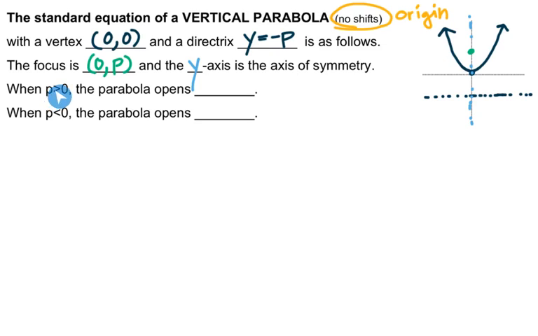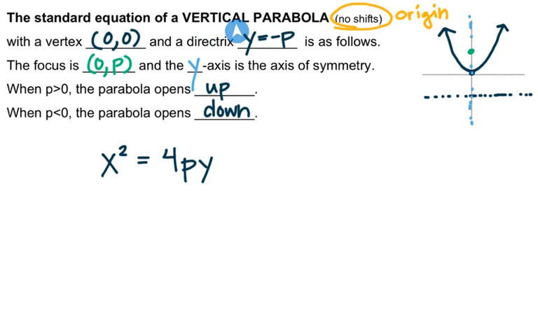Now, if my p-value is positive, just like right here, the parabola opens up. But if my p-value is negative, that would switch these, and the focus would become (0, negative p) and the directrix would become y equals positive p, and that parabola would open down. The equation of a vertical parabola in standard form for our conic section is going to be x squared equals 4py.